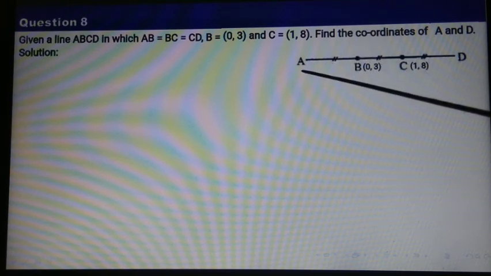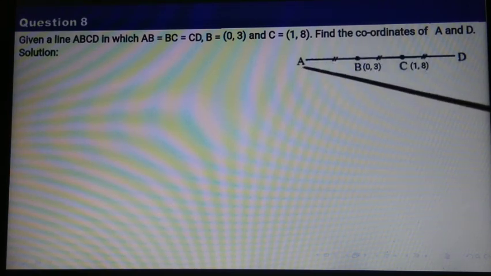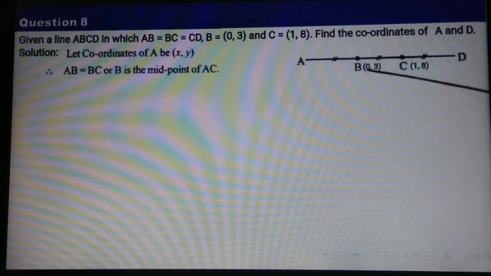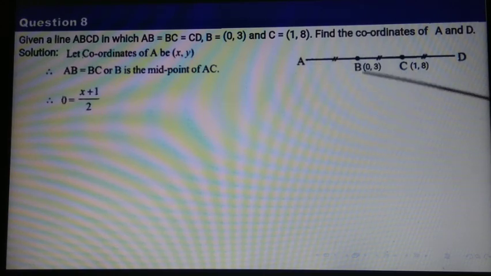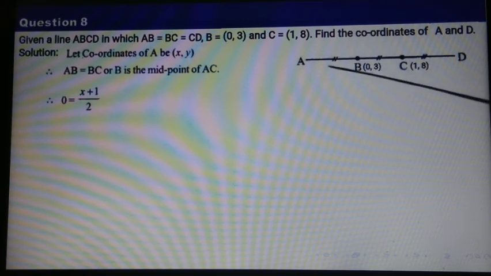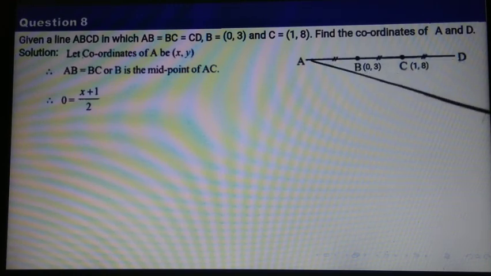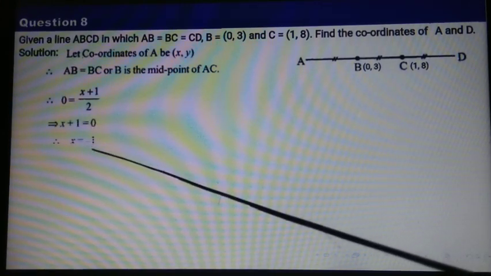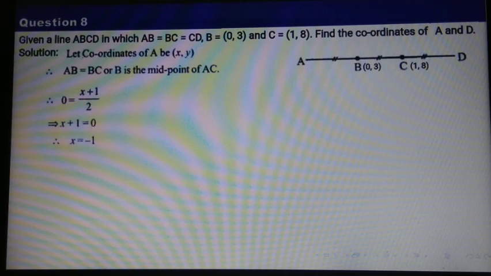So let me call the coordinate of A to be (x, y). Now as I said, B is the midpoint of AC, right? So this 0 will be equal to (x + 1) divided by 2, right? This 0 is the midpoint, this is my (x1, y1), this is my (x2, y2). So x will be equal to (x1 + x2) by 2, right? So find the value of x, which turns out to be -1, right? Which we have already seen in question number 2 as well.